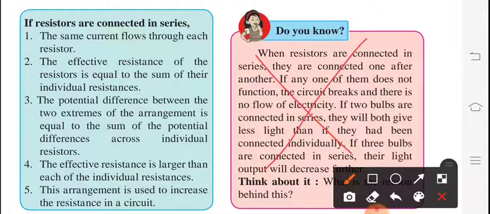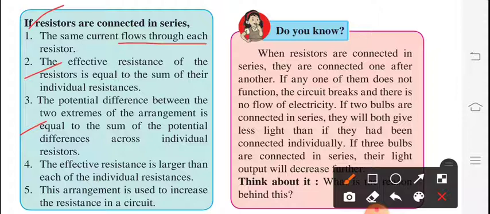Okay. Now an important note is, if resistors are connected in series, the same current flows through each resistor. The effective resistance is equal to the sum of their individual resistances. As I said to you, if we need 8 ohm, then 3 plus 5 will be 8. So in that way, the addition of individual resistances will be the effective resistance. The potential difference between the two extremes of the arrangement is equal to the sum of the potential differences across the individual resistors.